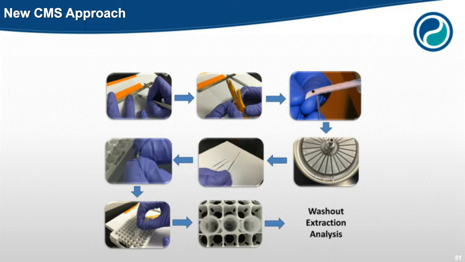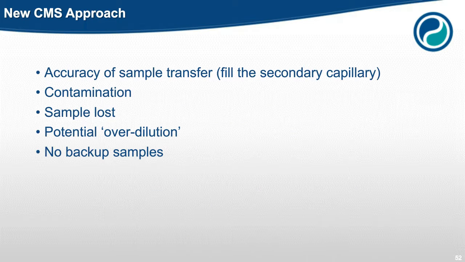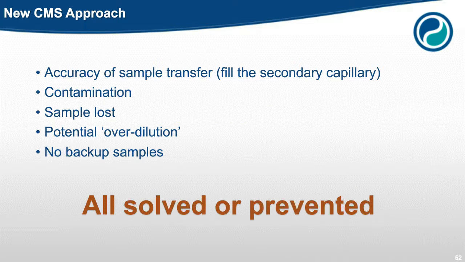So with our new approach, all these potential issues are solved. First of all, there's no secondary tube, so we don't need to worry about completely filling the secondary capillary. As long as we snap the primary capillary tube and make sure the small pieces are completely filled, then we have a good set volume. And also, there's no contamination issue during the sample transfer, and there's no concern about sample loss.